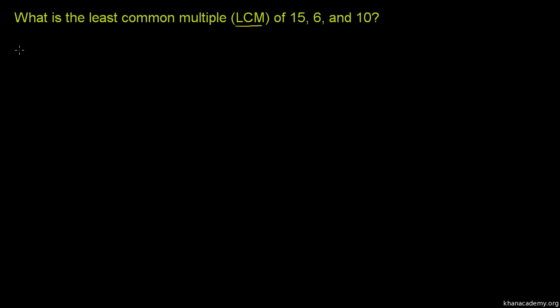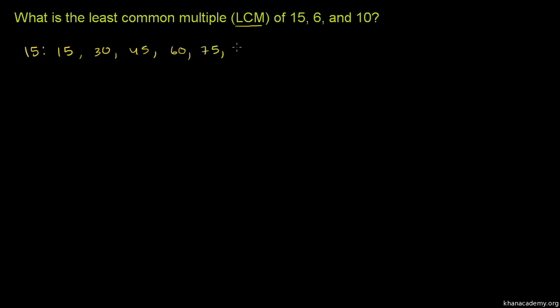To do that, let's just think about the different multiples of 15, 6, and 10, and then find the smallest multiple, the least multiple they have in common. So let's find the multiples of 15. 1 times 15 is 15. 2 times 15 is 30. Then if you add 15 again, you get 45. You add 15 again, you get 60.